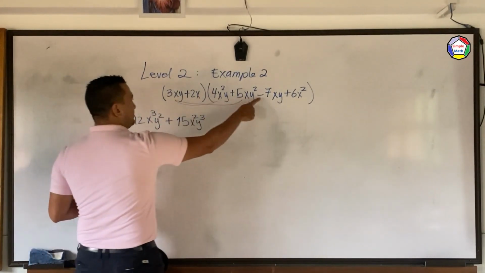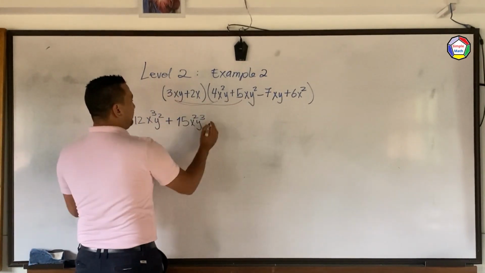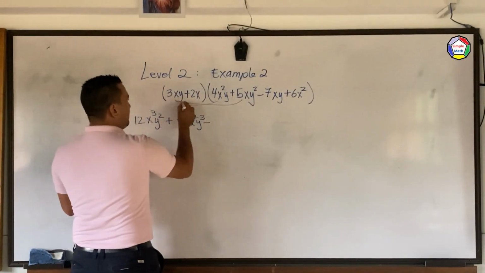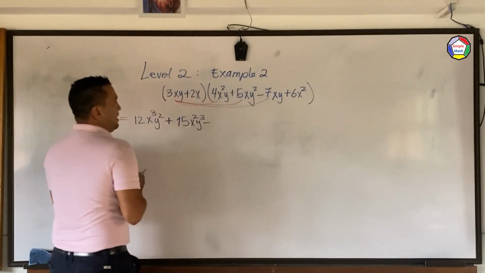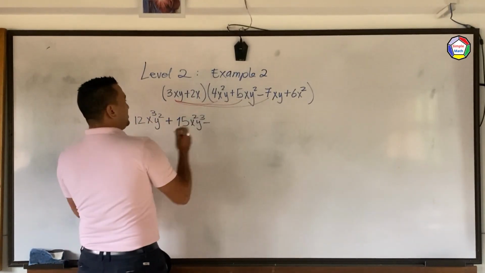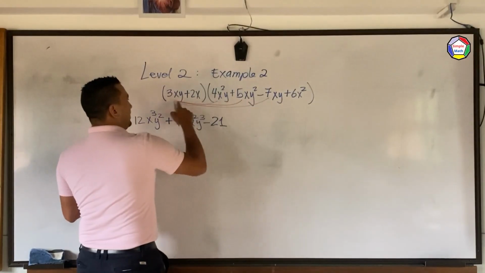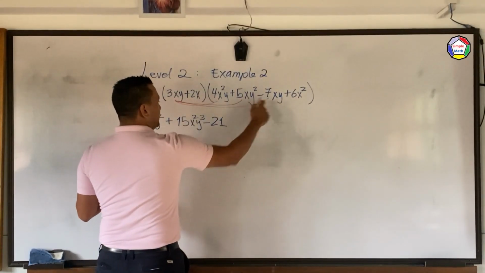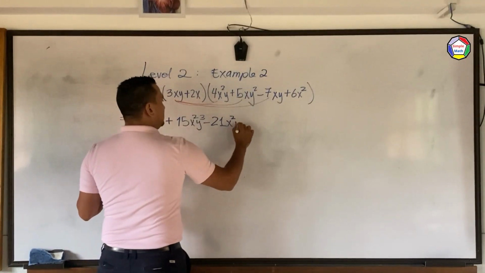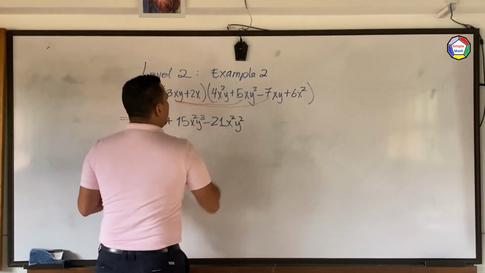Then positive times negative gives me negative. And then I multiply. Yes, remember this is the line. And then I'm going to multiply 3 times minus 7, which is minus 21. X and x, x squared, y and y is y squared.